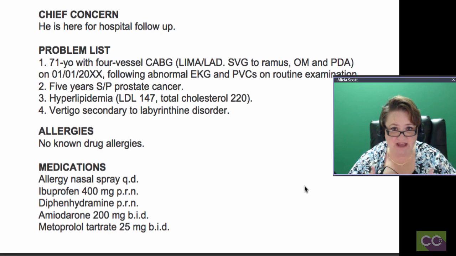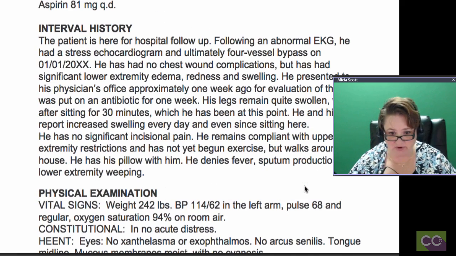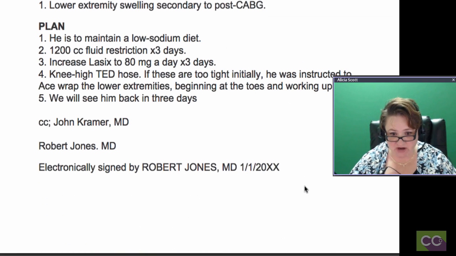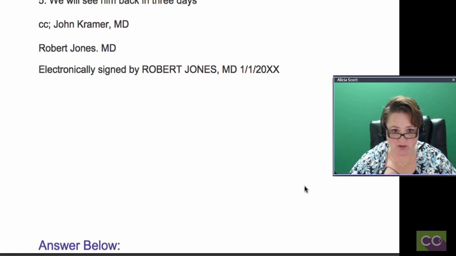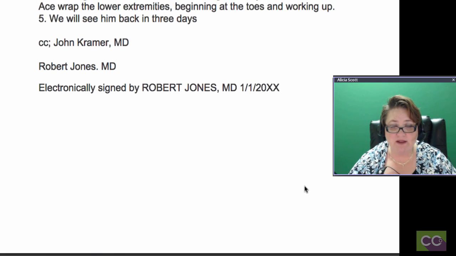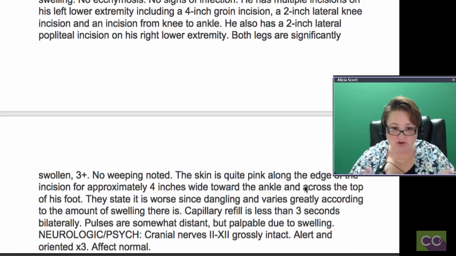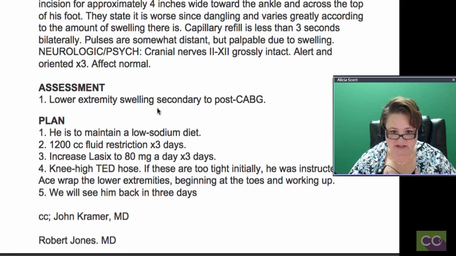And the next thing I like to do is scroll down to the bottom of the document, and this is kind of the auditing and risk adjustment part of me. I always check to make sure there's a good signature. So we've got electronically signed by our doctor with our credential and a date, and a real electronic signature would also have a timestamp on there. So then I want to look and see, well, what does he say is the diagnosis? That'll just be right above there, and it's usually diagnosis or assessment. And in this assessment, there you go. It says lower extremity swelling secondary to post-CABG.